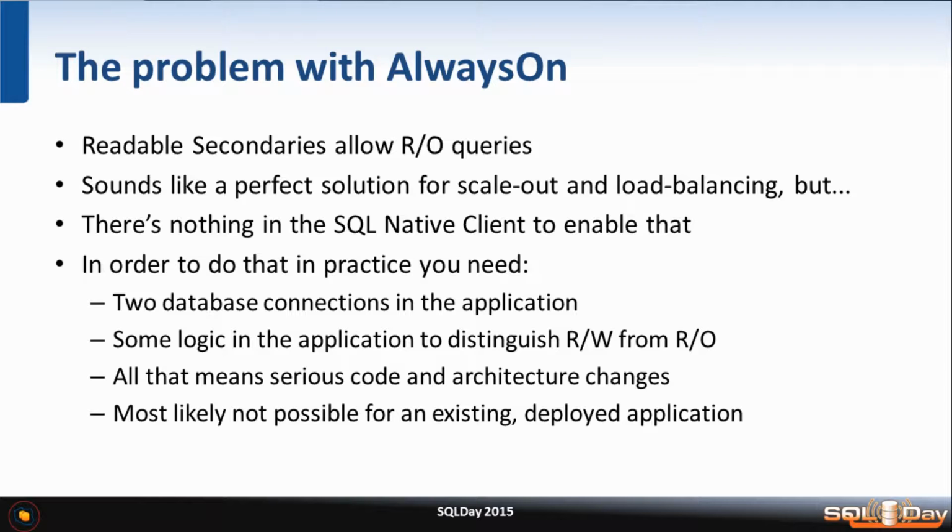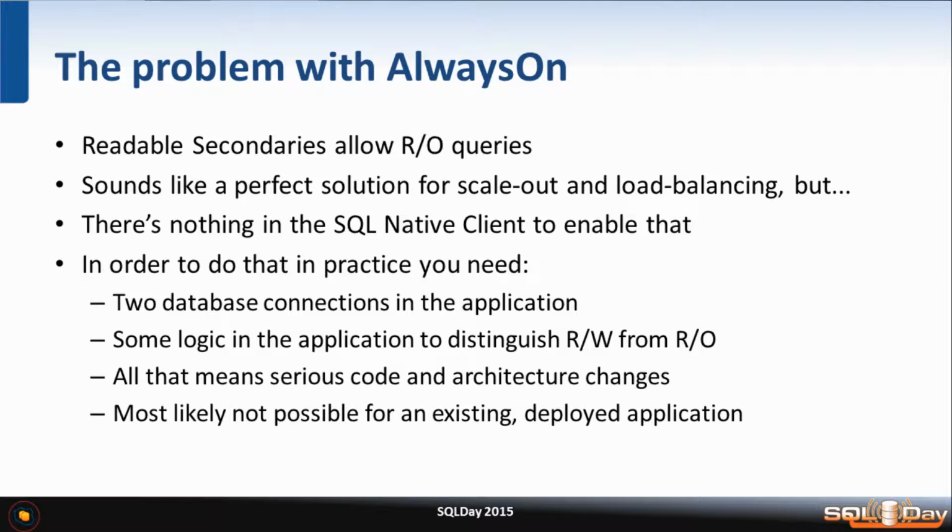So in order to do that in practice, what you would need is 2 database connections instead of 1 in your application. Right? 1 database connection for all your read-only queries to the readable secondary, and another database connection to the primary replica for read-write queries. And you would need logic in the application so the application knows when to use which connection. Okay? There's nothing in the SQL native client that will do that automatically for you. So you actually need to understand, okay, now I'm doing an update, and now I'm doing a select, so I'm going to be using this database connection instead of that database connection.